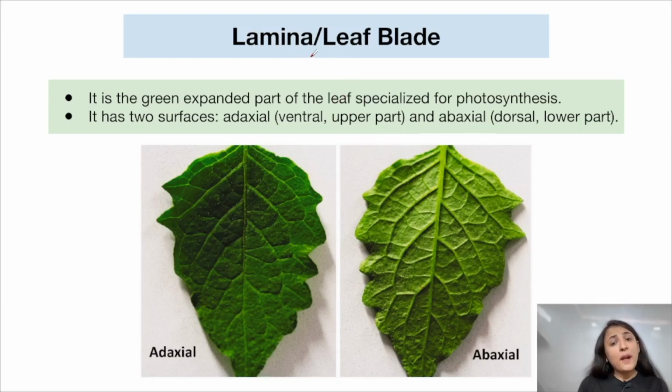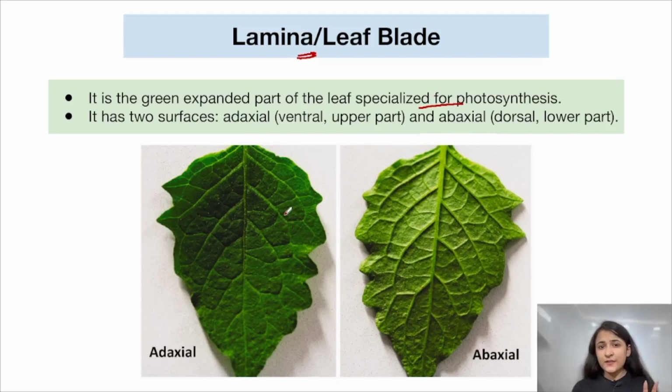Now let us talk about the lamina or the leaf blade. The lamina is the green expanded part of the leaf. The biggest part of the leaf is the lamina. We can also call it the leaf blade. All of the parts of the leaf are green in color, but since this part covers most of the area in the leaf, it is the green expanded part of the leaf. It is specialized for photosynthesis. This is the part of the leaf which is responsible for photosynthesis.